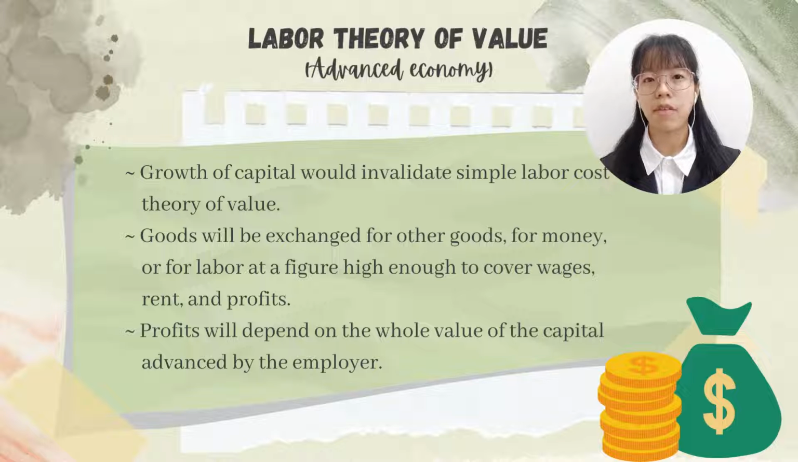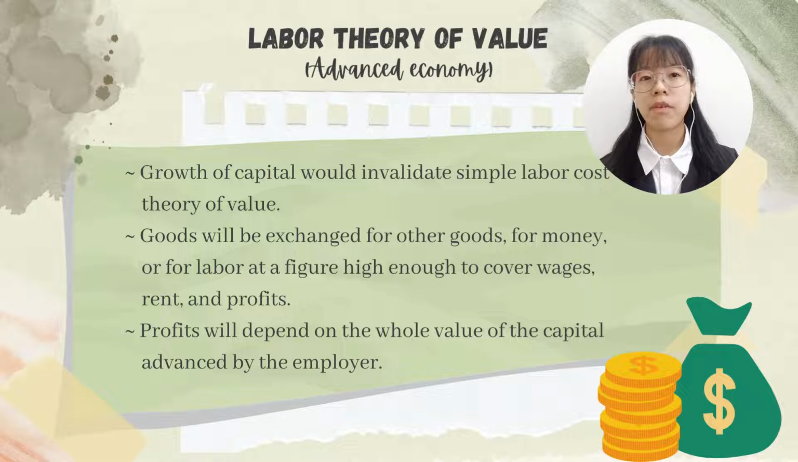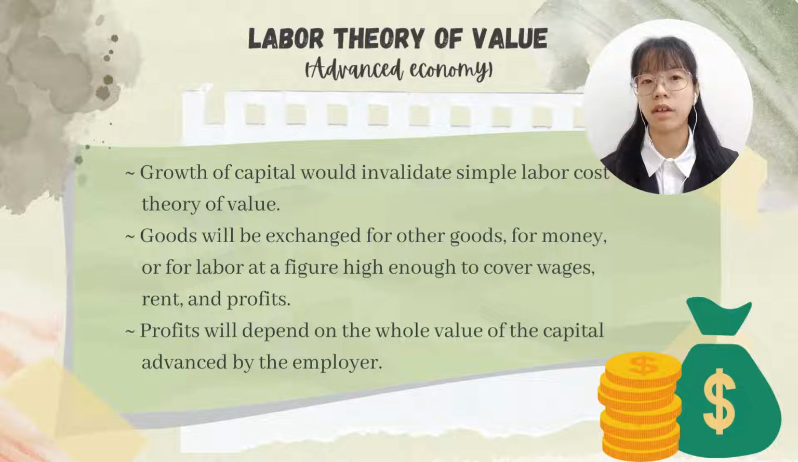But after some period of time, Adam Smith realized that the growth of capital would invalidate the simple labor cost theory of value. Then the previous labor theory of value was modified into the labor theory of value in an advanced economy. Based on this new theory, goods in the economy will be exchanged for other goods, for example for money or for labor, at a figure high enough to cover wages, rent, and profits. And profits will depend on the whole value of the capital advanced by the employer.